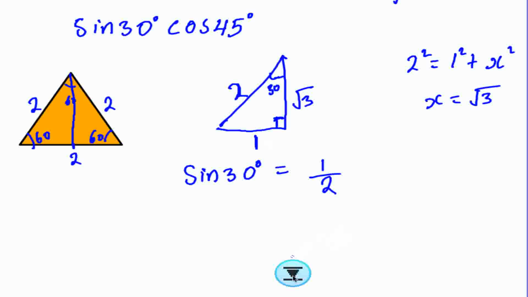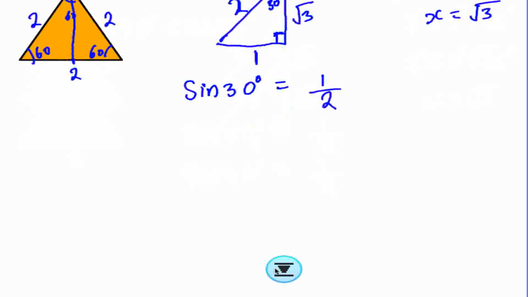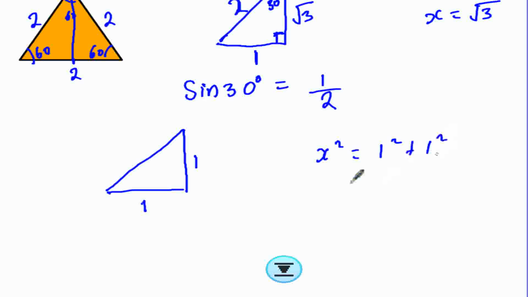Now for 45, we are going to use a right angled triangle with its legs being 1 unit. So it is a right angled triangle, but these legs, this one is 1 and this one should be 1, using some Pythagoras to find this part. So it is x squared is equal to 1 squared plus 1 squared. So x will be the square root of 2. So this one is the square root of 2.